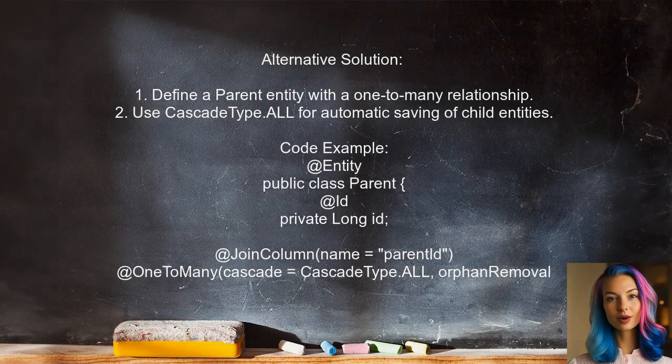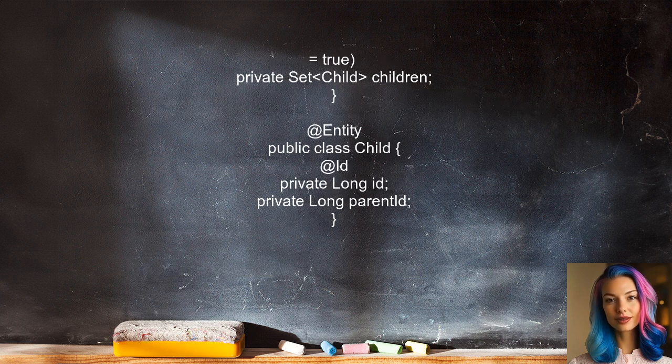Now, let's dive into a different answer from another user. An alternative solution provided by another user suggests a different approach to saving related entities in Spring Boot. They recommend defining a parent entity with a one-to-many relationship to child entities. By using cascade operations, the child entities are automatically saved when the parent is saved.